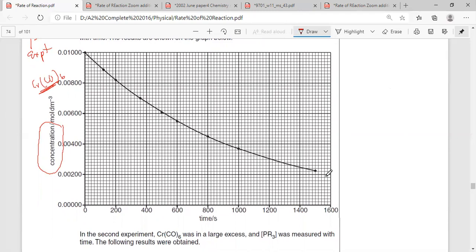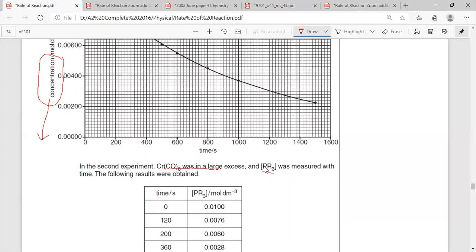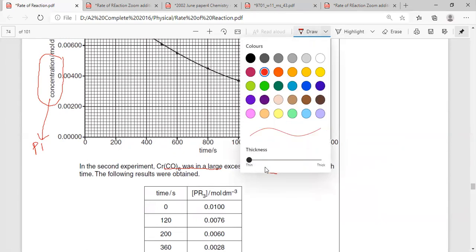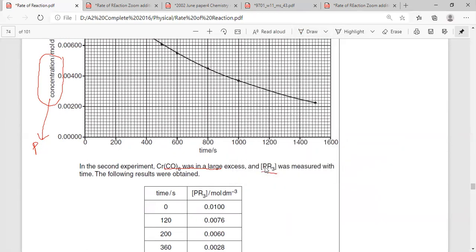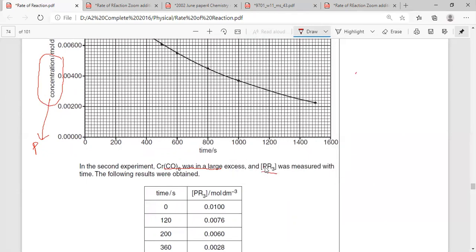Okay. Now, in the second experiment, this was in large excess. And the concentration here is for what? PR3. Wait, no, time is running out. Okay, PR3 concentration. So they changed the concentration here. It means the second graph, you must put with this one here.